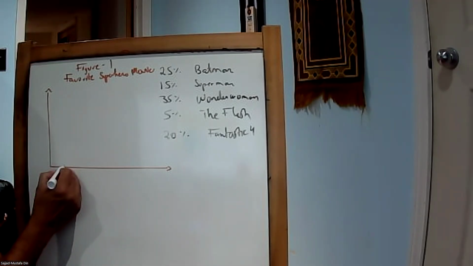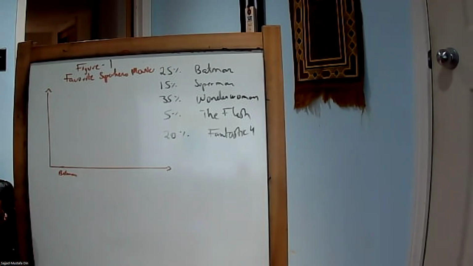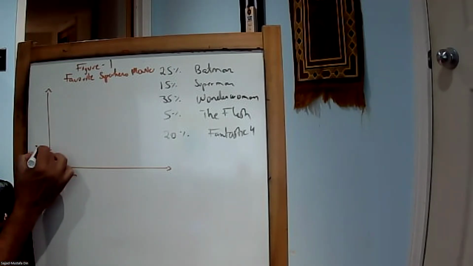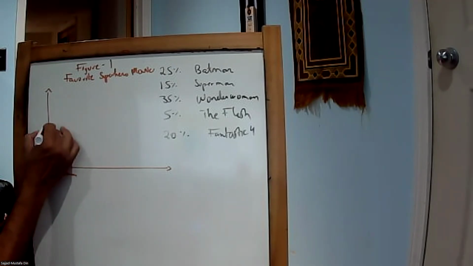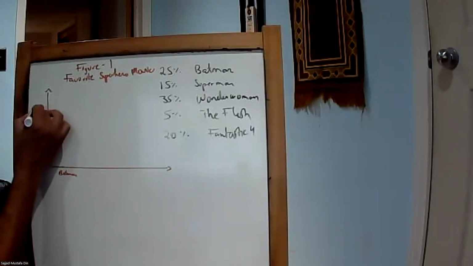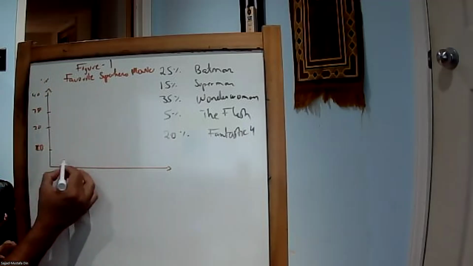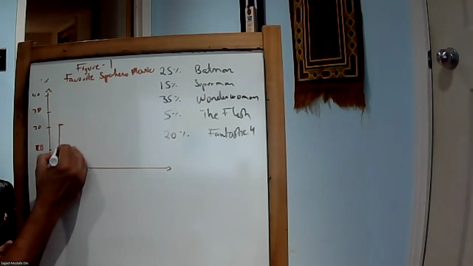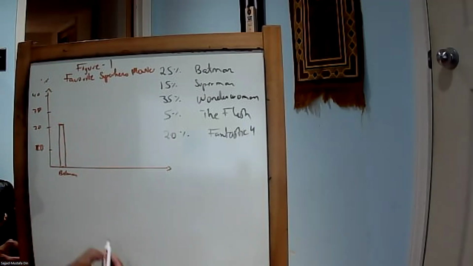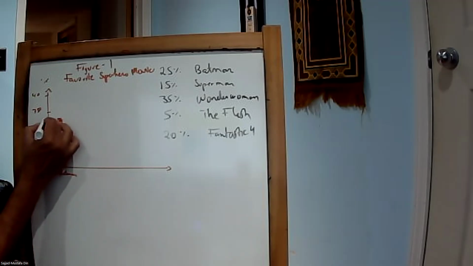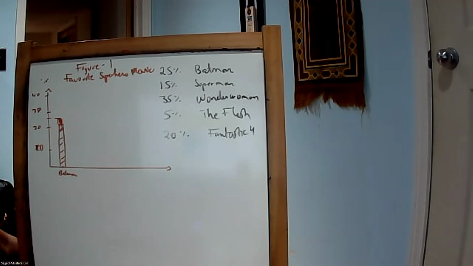So I would first start with Batman. It's number 1, and it is at 25%. So let's say this is 10, 20, 30. So this is percent of you guys who like it. 30, 40. This is 25%. So there you go. You've got your first one. And you colored it in. This is 25%. So that's number 1.